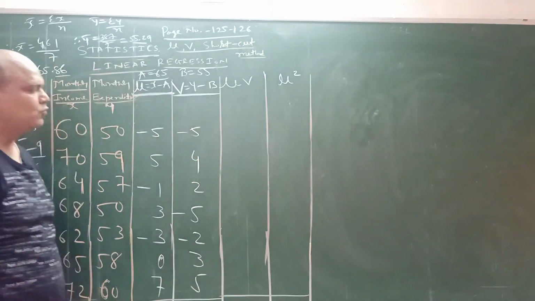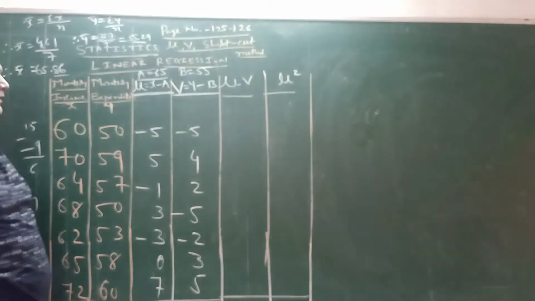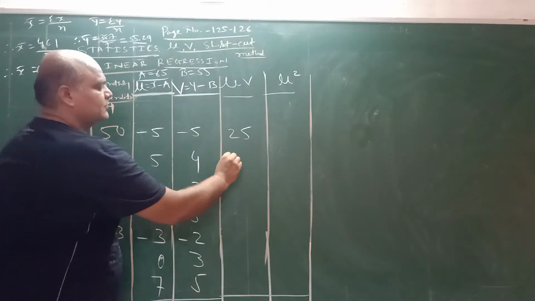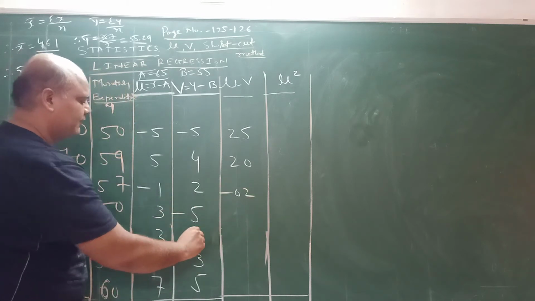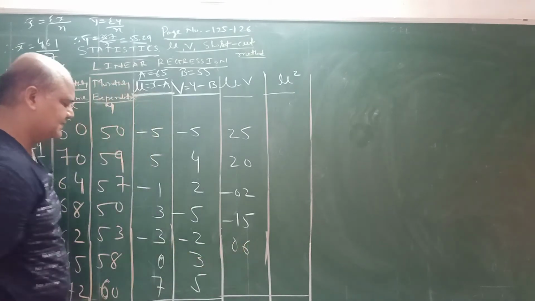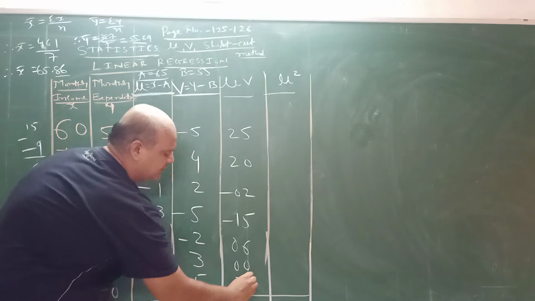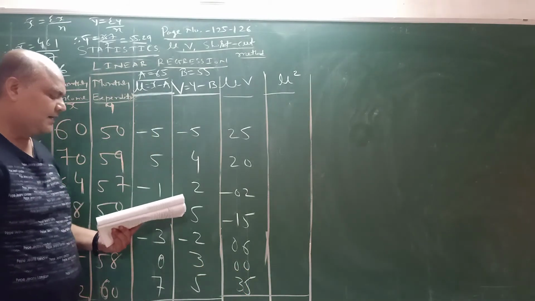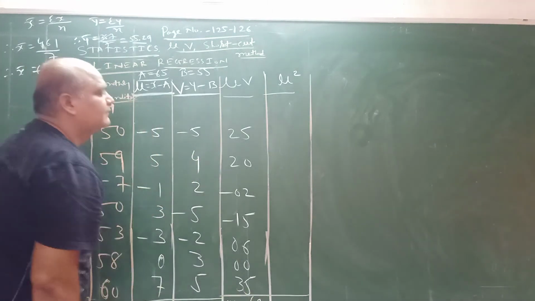Sigma V is 2. Now UV means U multiplied with V. 5 5s are 25, minus minus plus. 5 4s are 20, 2 1s are 2, 5 3s are 15, 3 2s are 6, 0 into 3 is 0, 7 5s are 35. Total of plus plus and minus minus, finally it comes 69, that is sigma UV.